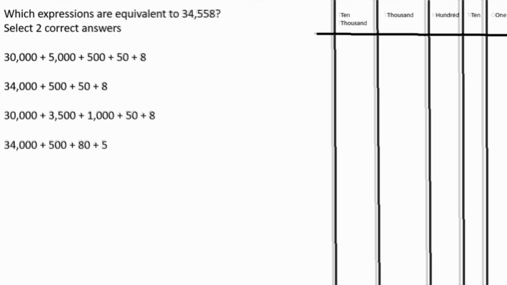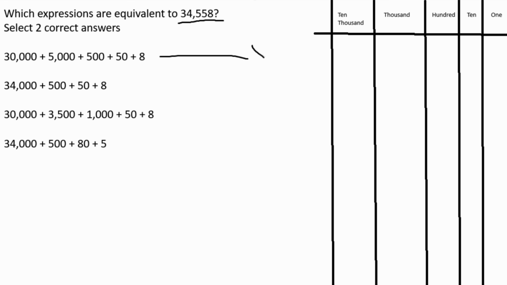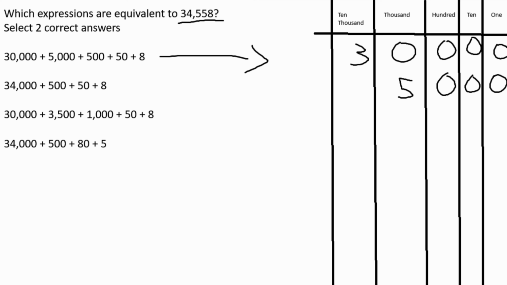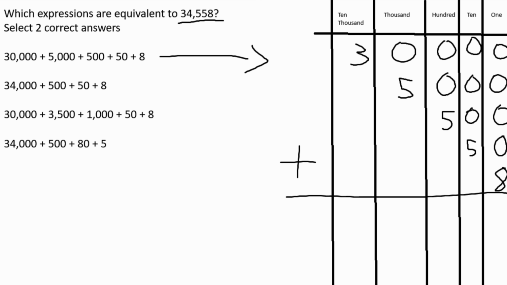Which expressions are equivalent to 34,558? We're going to put the first answer choice in the place value chart. 0, 0, 3. Then we're going to add 5,000 to that. Then we're going to add 500. Then we're going to add 50. Lastly, 8. We're going to add all of these together. Let's see what we get.